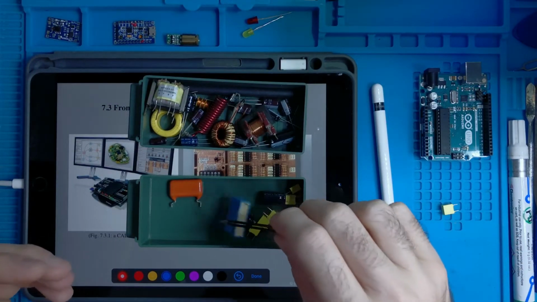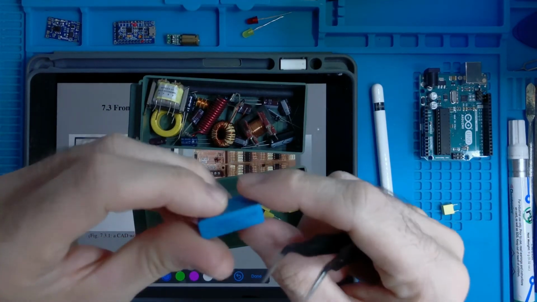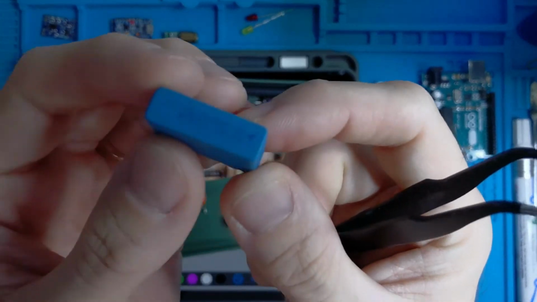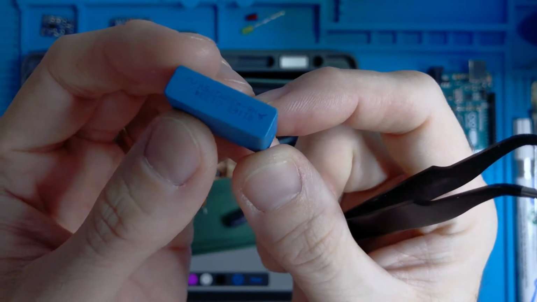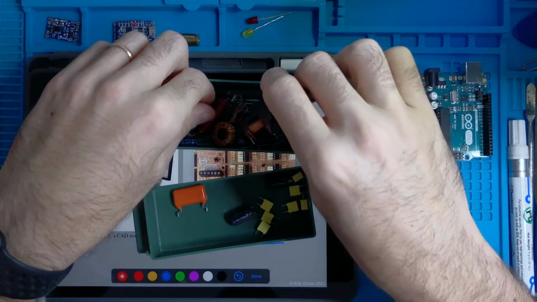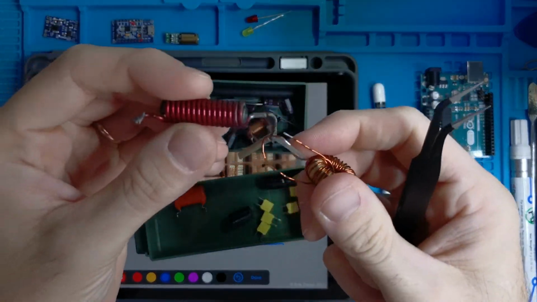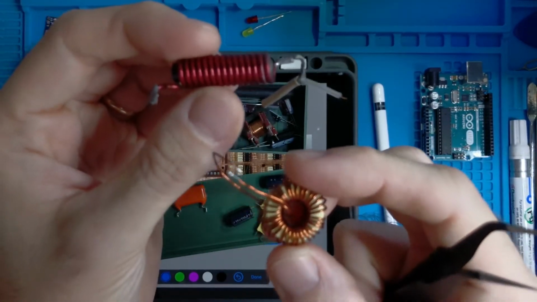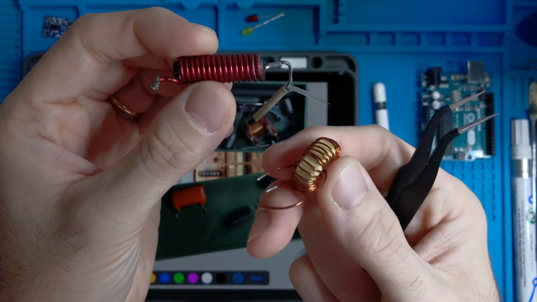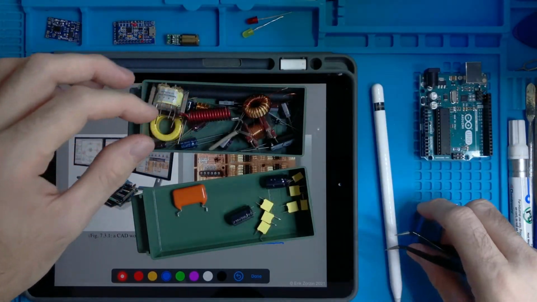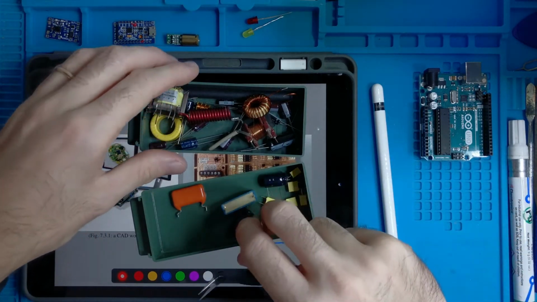So this is another capacitor, for instance. You see, this one is bigger. Here we have a couple of inductors of different shape. So this is an example of real-life electronic components.